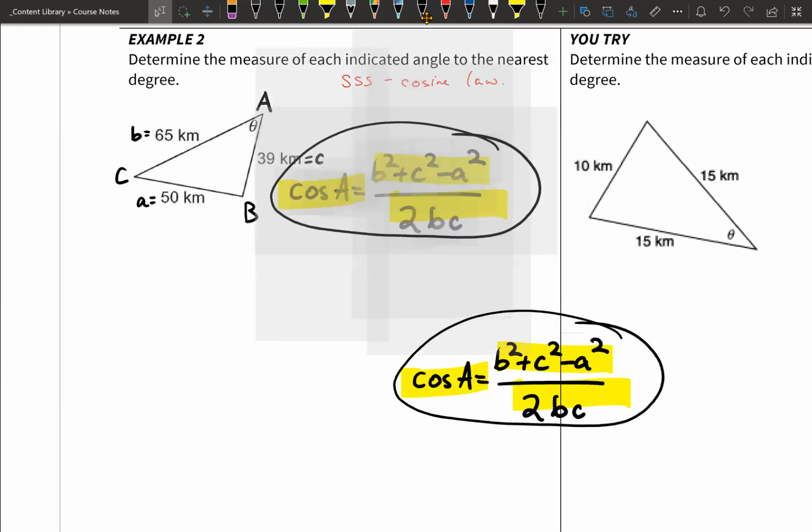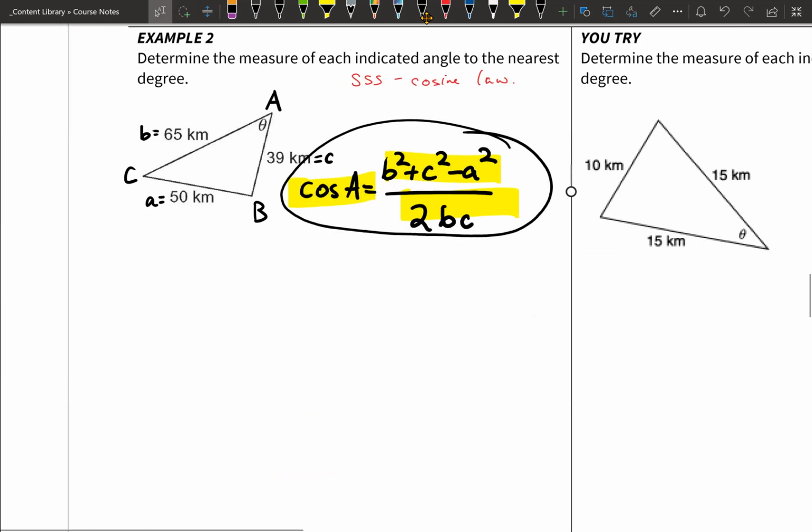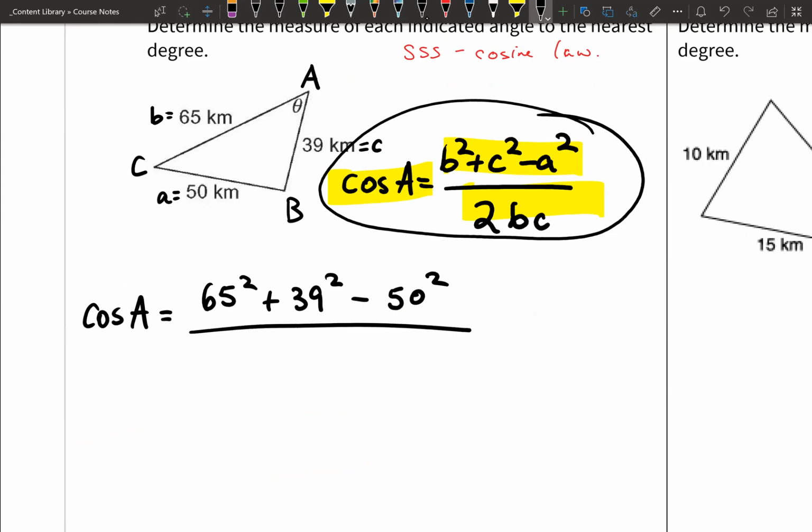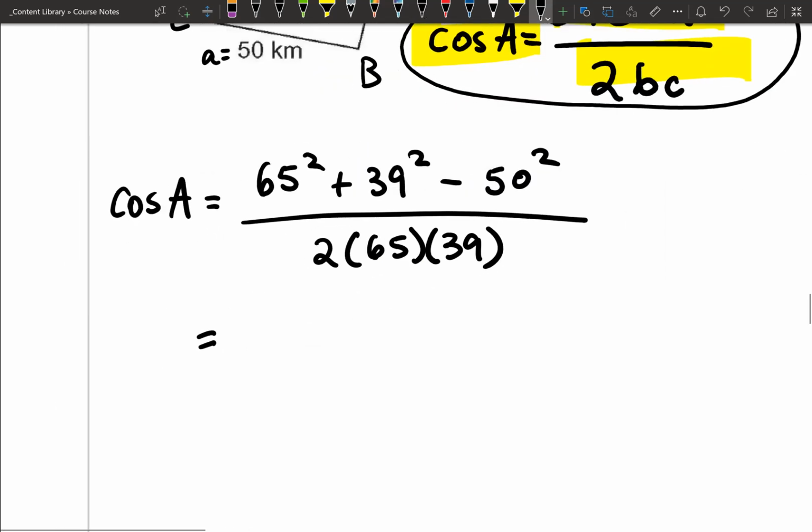Okay, so there's our formula, and we're just going to use that formula to help us solve our problem. Plugging in the values that we have, cosine of angle A equals B squared, which is 65 squared, plus C squared, which is 39 squared, minus A squared, which is 50 squared, divided by 2 times B times C. So 2 times 65 times 39. Okay, and then we calculate.